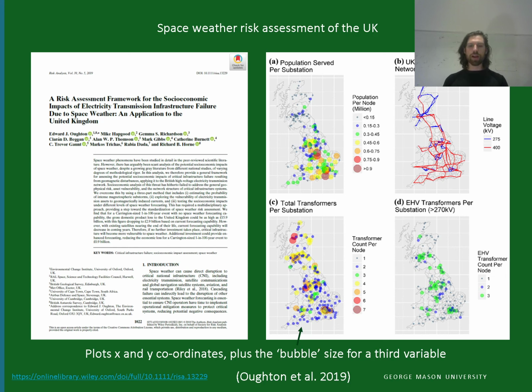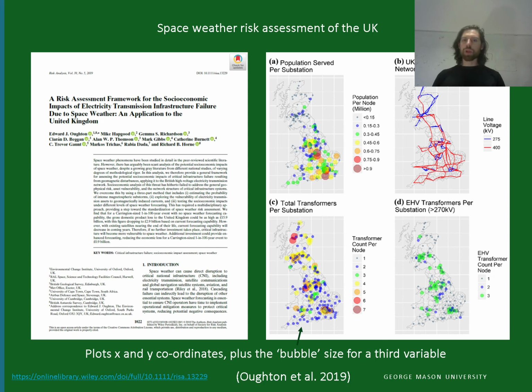If you look on the right-hand side, and then you look at plots A and C, you can see that the bubble size directly relates to a variety of different factors. If you look at the main paper, it has the diagrams I mentioned before, but here we have the population per node, the transformer count per node, and the voltage per node. So essentially you're able to locate something in space and then show the size of a particular metric using, in this case, a bubble.